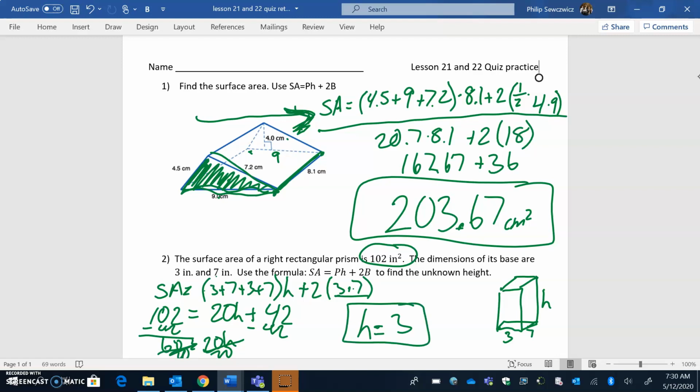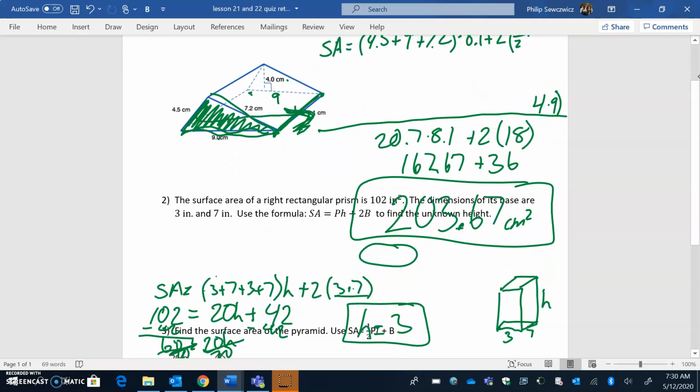Again, if we use the equation, we plug in some information, we're going to get a nice equation to end up solving here. And we can get away from guess and check.